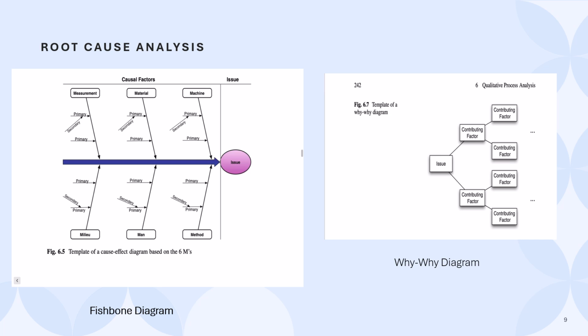So, that is the use of the 5 Whys diagram. Together, these two tools give us both breadth and depth. It means the fishbone helps us explore all the areas, while the 5 Whys helps us dig into one path to its true origin.